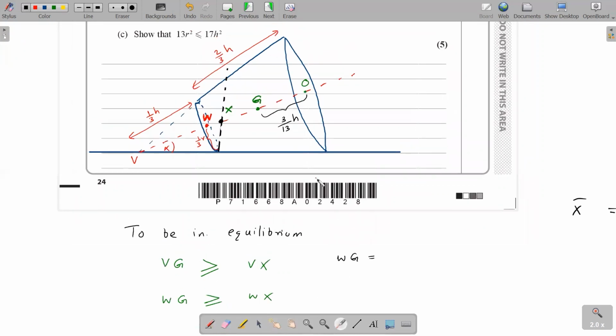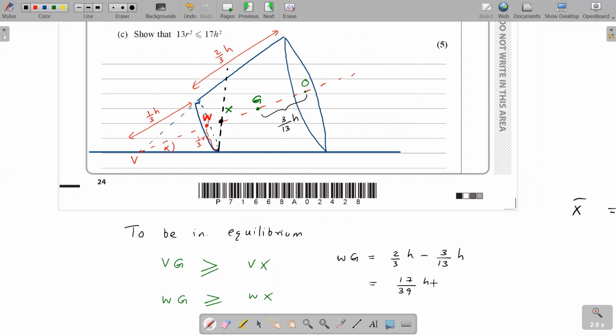How do I get that length? From 2 over 3h, I subtract the 3 over 13h. Do you agree? So 2 over 3 minus 3 over 13 is 17 over 39.